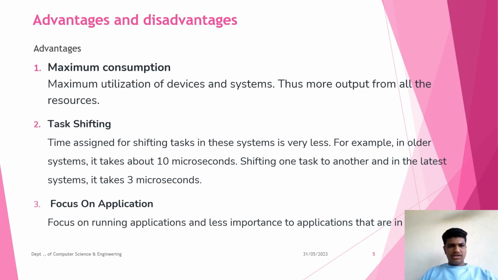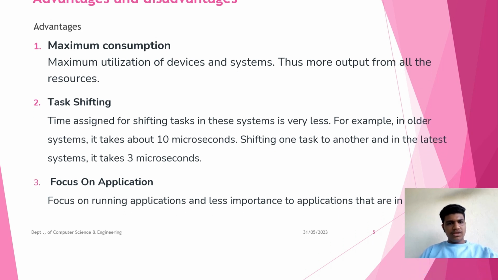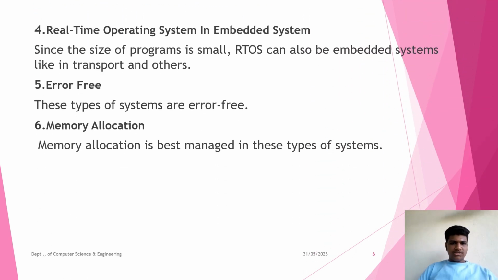Next, advantages and disadvantages. Advantages. Maximum consumption: it gets more output from all the resources. Second, task shifting: the time taken to shift from one task to another is very little. For example, in older systems it takes about 10 microseconds to shift from one task to another, and in the latest systems it takes only 3 microseconds. Focus on application. Real-time operating systems in embedded systems are error-free. Memory allocation: in this type of operating system, memory allocation is best.